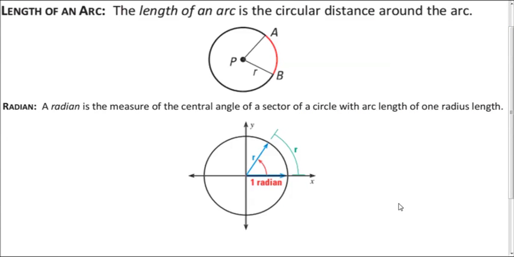And a radian is a unit that we use to measure angles. One radian is defined to be the angle measure we get when the arc length equals the radius of the circle. We're going to see how we can convert between radians and degrees later on in this lesson.